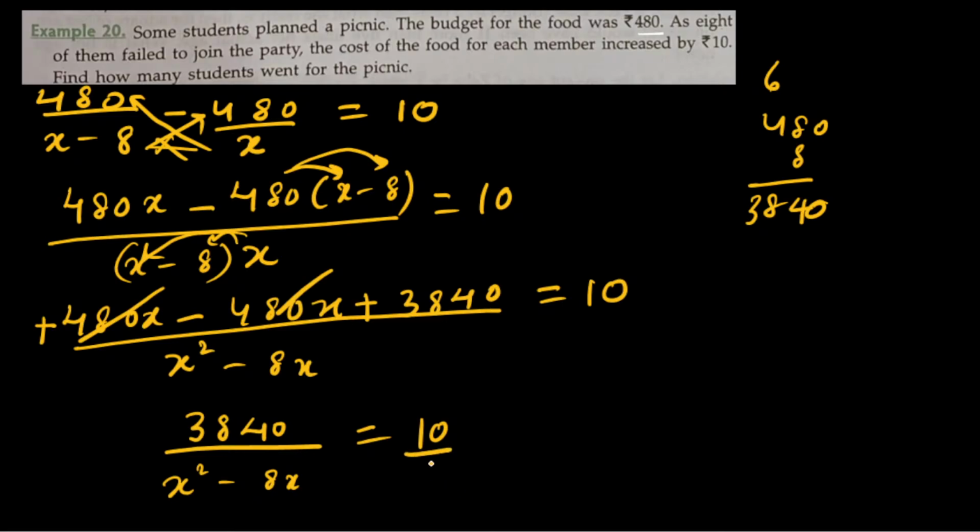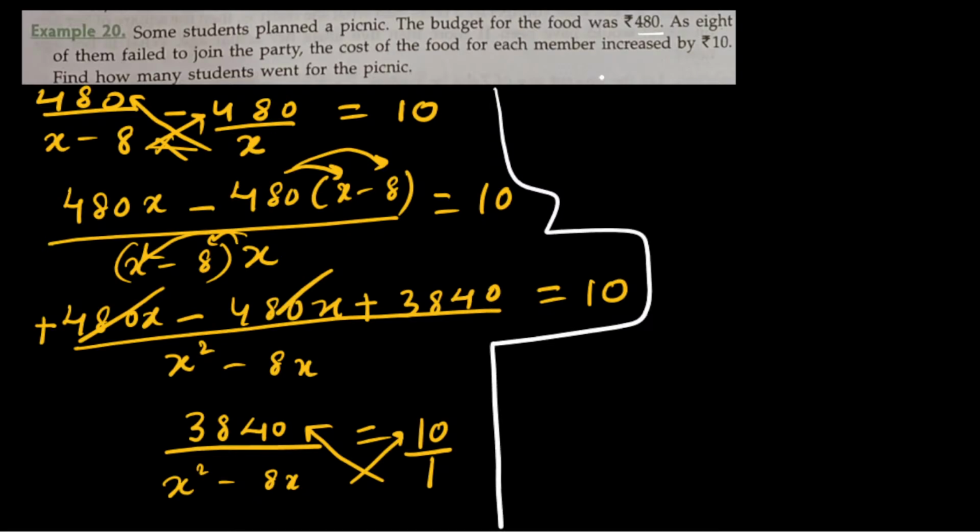So I can write 10 as 10 by 1, and now on both sides I have got one fraction. Let's do cross multiplication now. So when I am doing cross multiplication, this 3840 will get multiplied by 1. 3840 into 1 is 3840. So 10 into x square minus 8x.